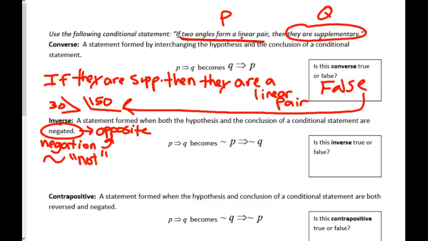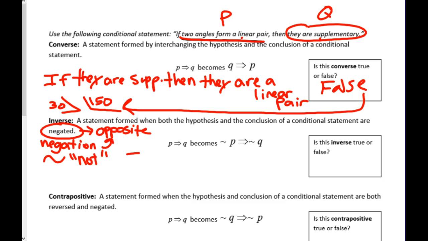Let's do this. To write the inverse, we're going to do the opposite of P and the opposite of Q. So what's the opposite of P? Two angles form a linear pair. What's the negation of that? Real quick. What is the opposite of this statement right here in P? What word do I just have to add to it? Not. So instead of two angles form a linear pair, they do not form a linear pair, right?